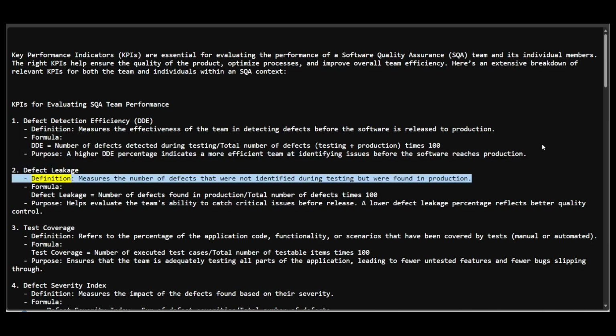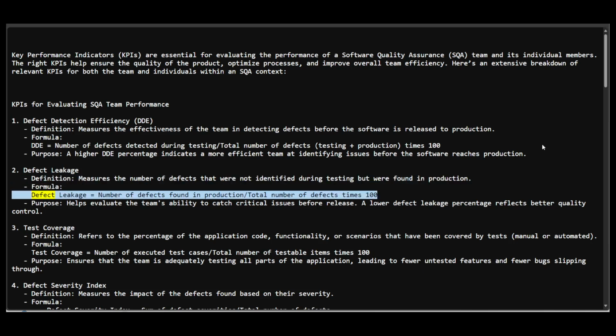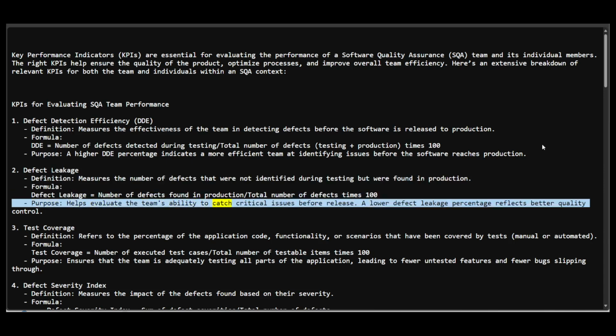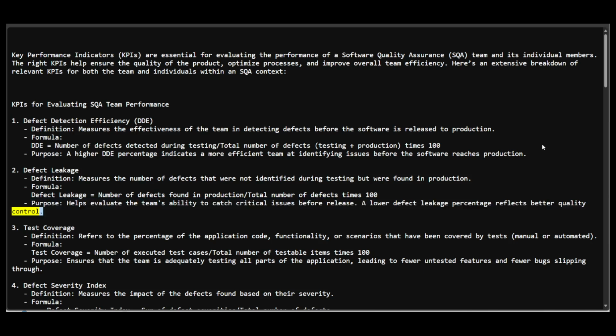2. Defect leakage. Definition: measures the number of defects that were not identified during testing but were found in production. Formula: defect leakage equals number of defects found in production / total number of defects times 100. Purpose: helps evaluate the team's ability to catch critical issues before release. A lower defect leakage percentage reflects better quality control.